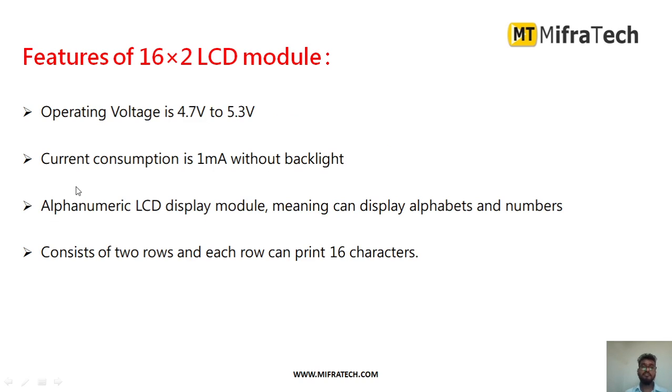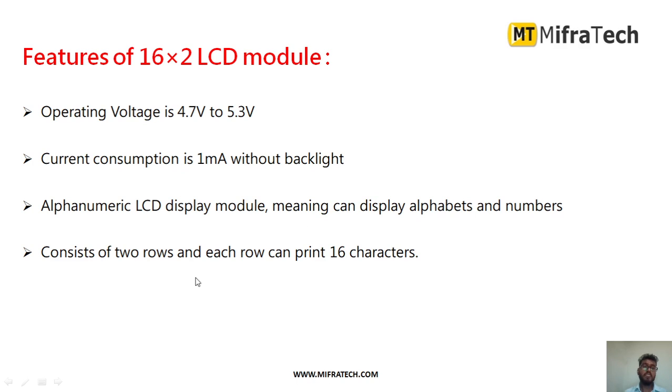So what are the different features of this 16x2 LCD module? It has an operating voltage of 4.7 to 5.3 volts. Generally we will provide a 5 volts DC supply for this. The current consumption is 1 milliamp without a backlight. We can display both alphabets and numerics, so it is also generally called an alphanumeric LCD display because you can display both alphabets and numbers.